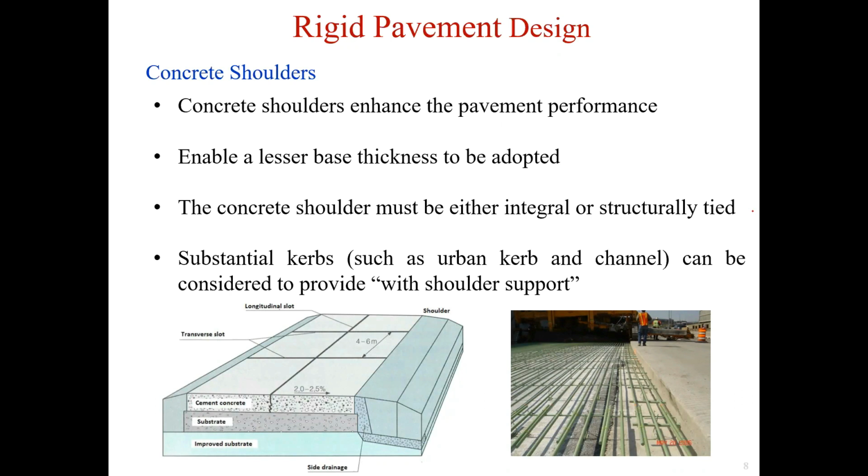Substantial kerbs such as urban kerb and channel can be considered to provide shoulder support, provided that they are constructed of structural grade concrete of strength consistent with the pavement, and they are effectively tied to the pavement, and the joint has a corrugated face for load transfer.